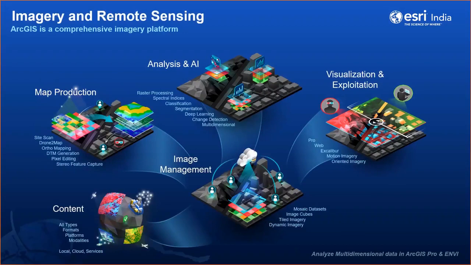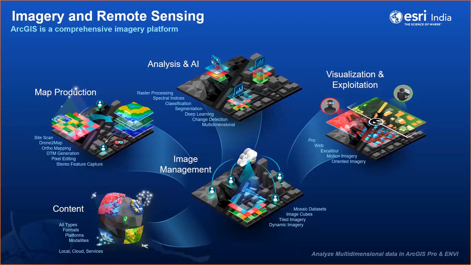in ArcGIS. At the center, we have our image management capabilities, which enable current management and accessibility. Now, you can see here map production. The map production capabilities focus on tools to generate derived imagery products, such as orthophotos, DTMs, and 3D assets. The analysis and AI capabilities, which are the focus of the session, provide tools to extract information from imagery. You can perform classification, segmentation, change detection, and much more.